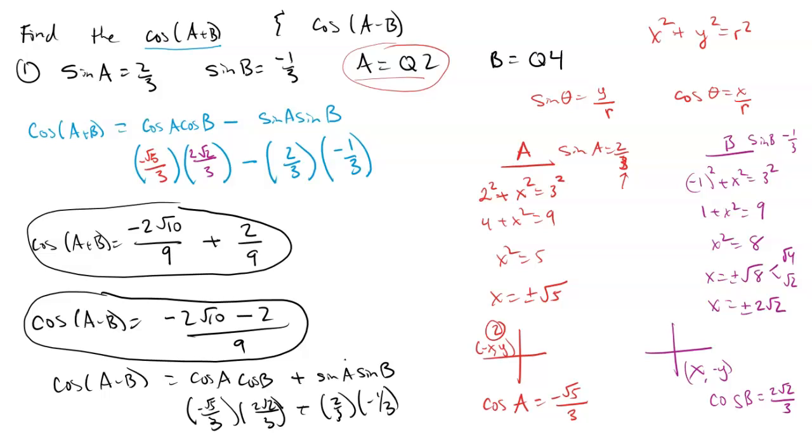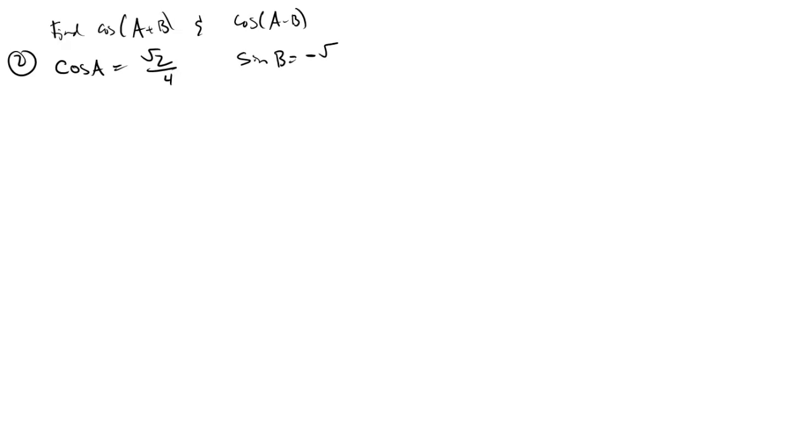Okay, let's try the same thing, but with a different problem. So again, we're going to find the cosine of A plus B, and we'll find the cosine of A minus B, given this information. So this will be number 2. This time our cosine of A is root 2 over 4, and our sine of B is negative root 5 over 6. A and B are going to be in quadrant number 4. So go ahead, try pausing the video and working this problem out right now.